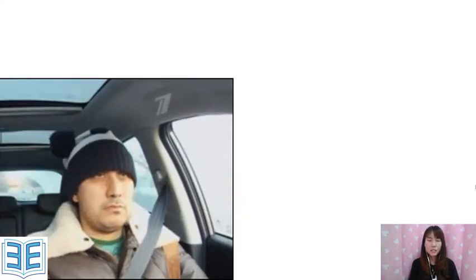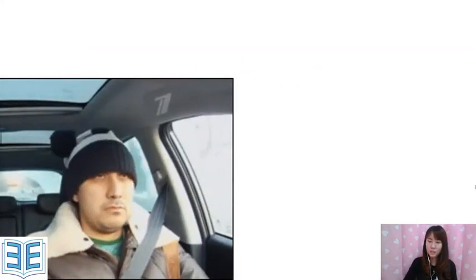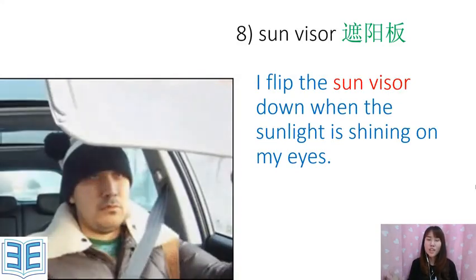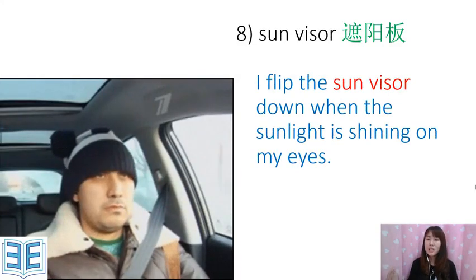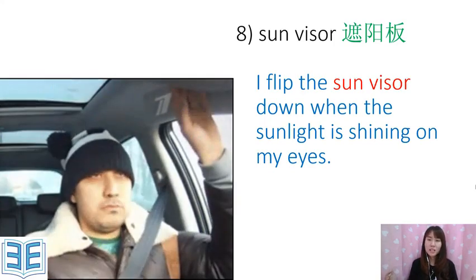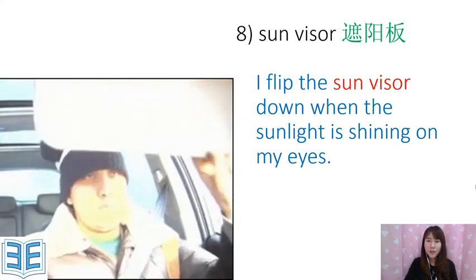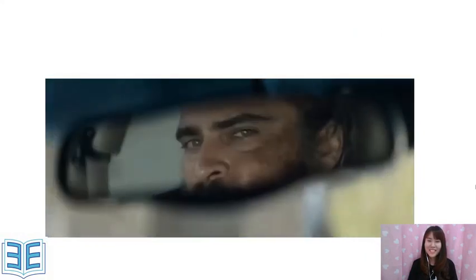Number 8, sometimes when you're driving, especially in the late evening, when the sun sets, the sunlight will be shining on your eyes and it makes you kind of uncomfortable. And now what you need is the sun visor. So over here, you can say, I flip the sun visor down when the sunlight is shining on my eyes. Okay, it protects you from the direct sunlight. That's the sun visor.